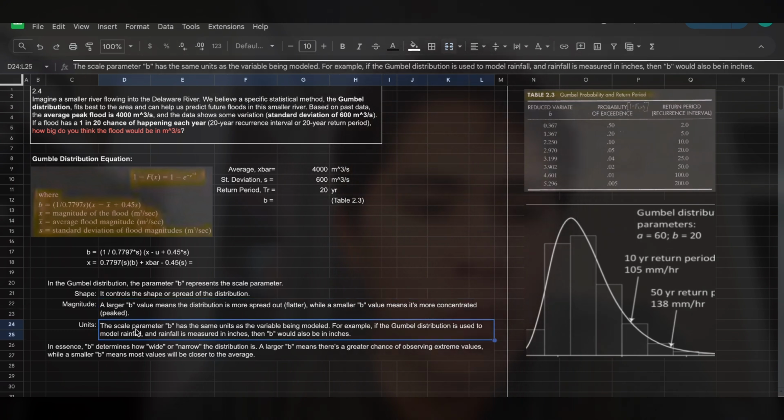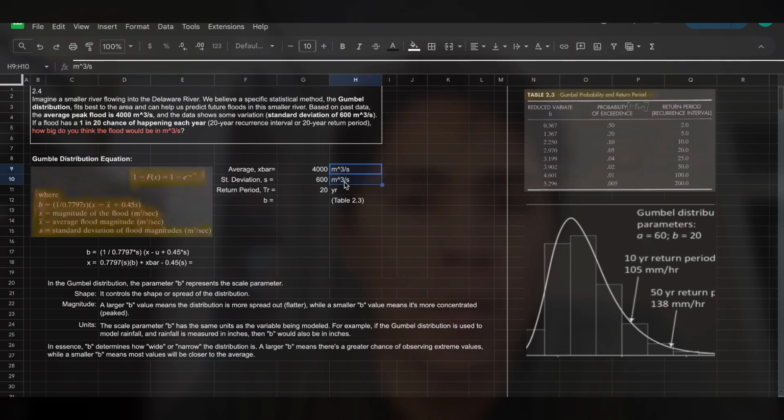The scale parameter b has the same units as the variable being modeled. For example, if the Gumbel distribution is used to model rainfall, and rainfall is measured in inches, then b will also be in inches. So in our case, we have the values of cubic meters per second. So our b value also will have that unit.